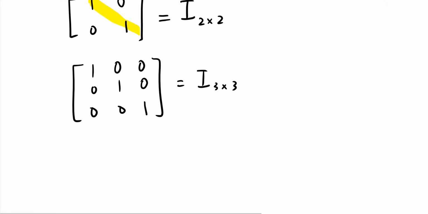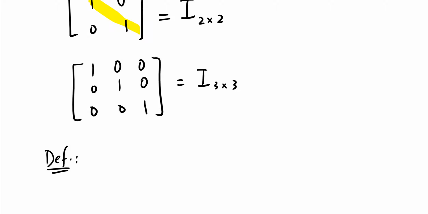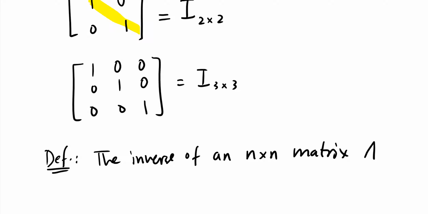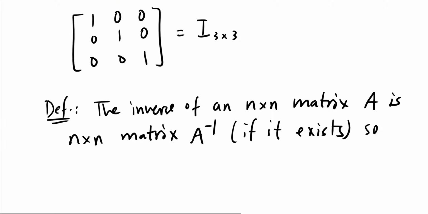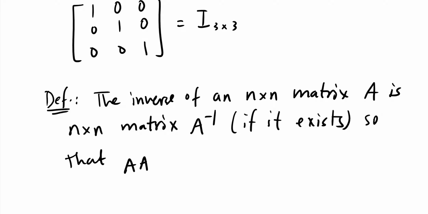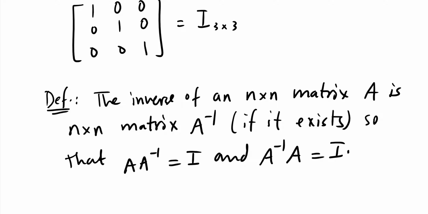What is the definition of an inverse matrix? The inverse of an n by n matrix A is an n by n matrix A inverse, if it exists, so that A times A inverse is I and A inverse times A is also I. If I multiply them in either order, both should give us the identity matrix.